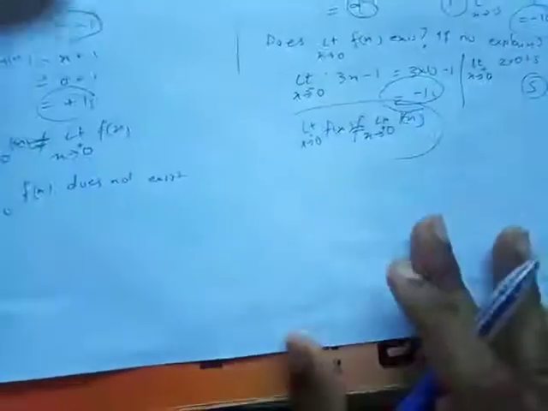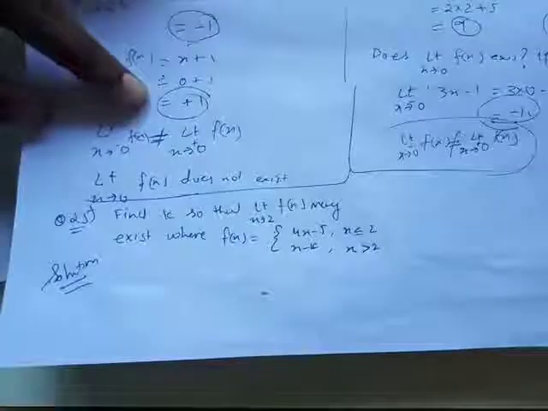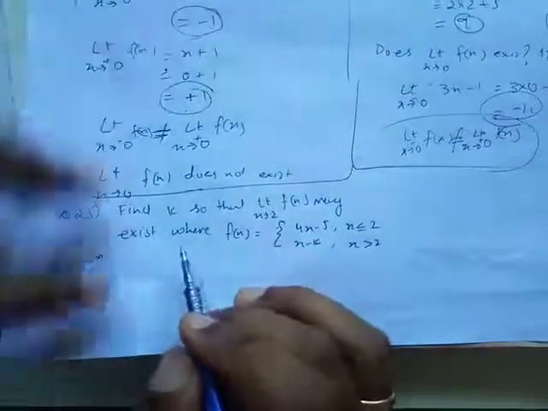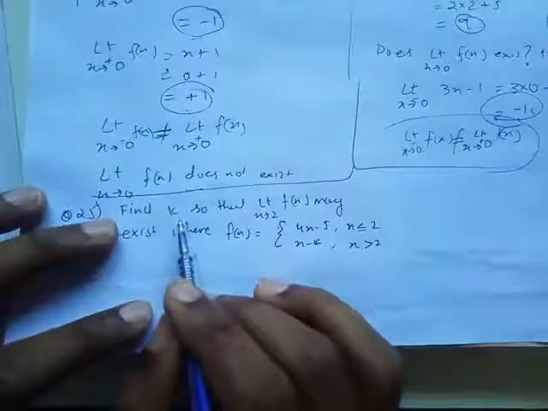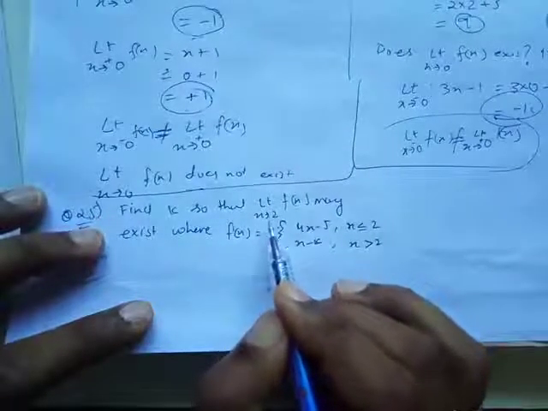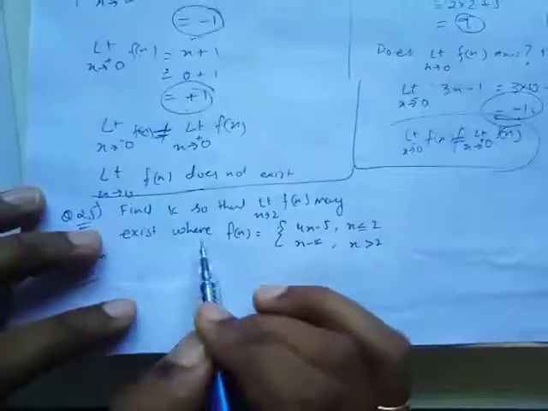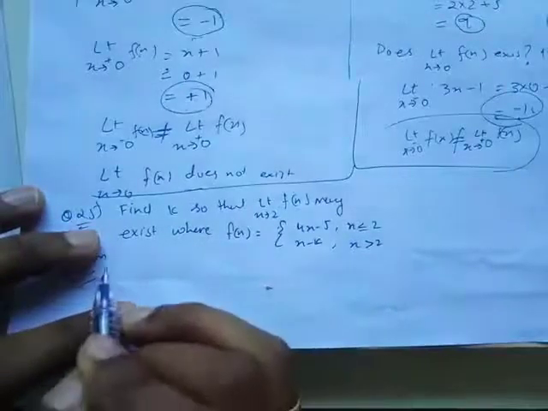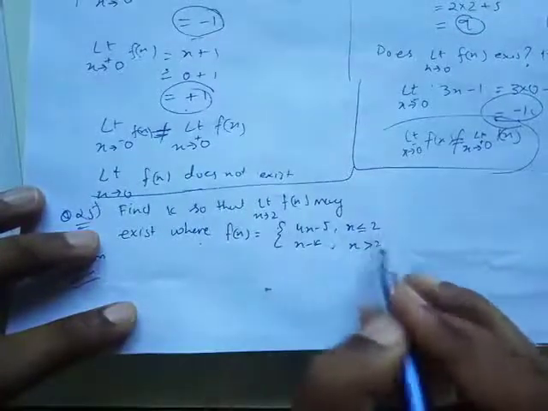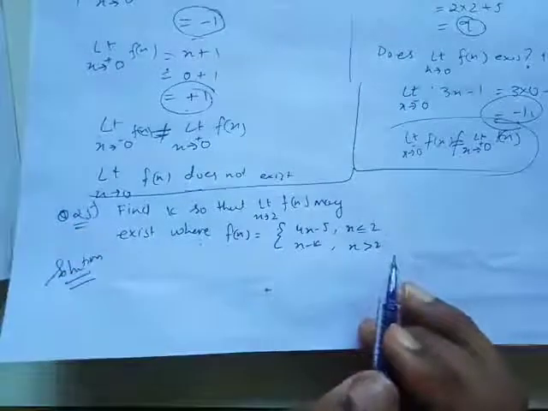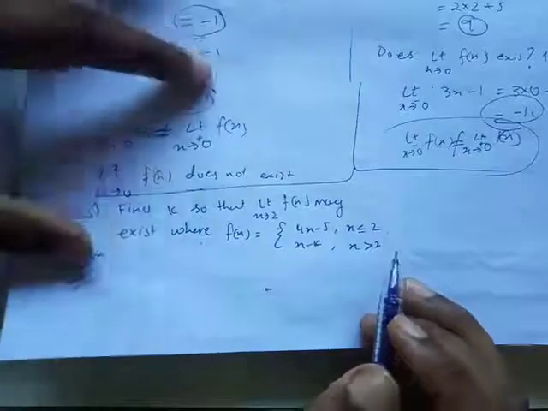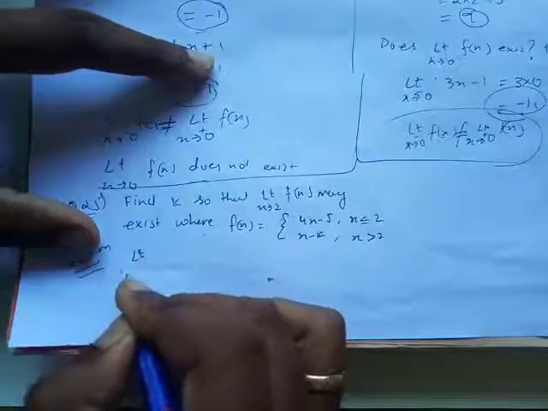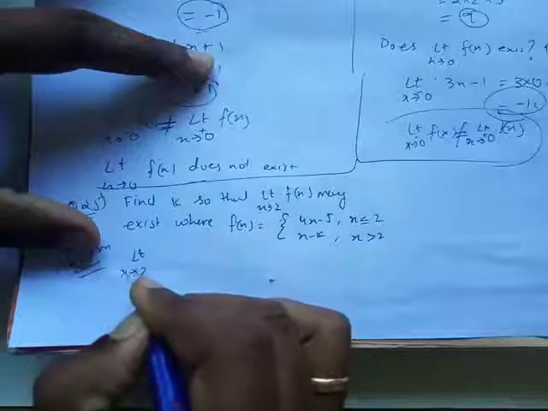Okay, let's have a look at question number 25. Find k so that the limit as x tends to 2 of f(x) may exist. It exists where x, now 2 is in both. So what I'll do, I'll find the limit as x tends to 2 from the negative side.